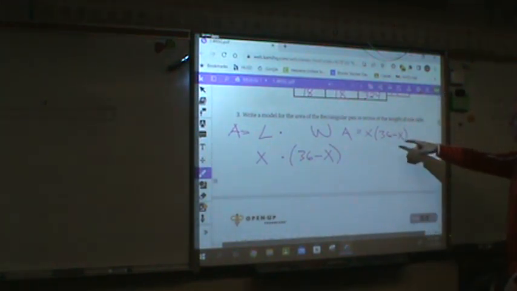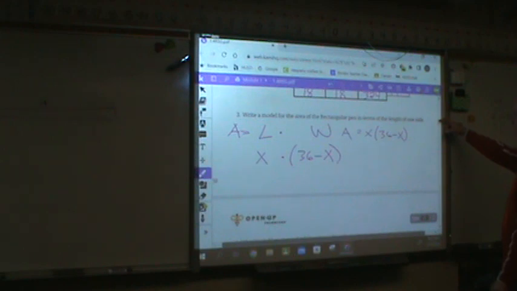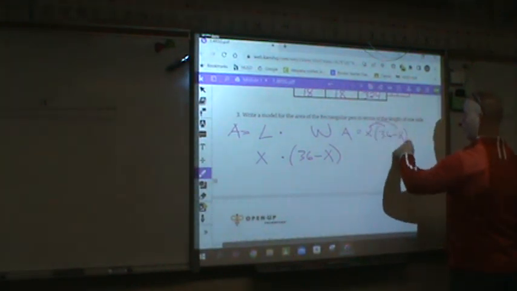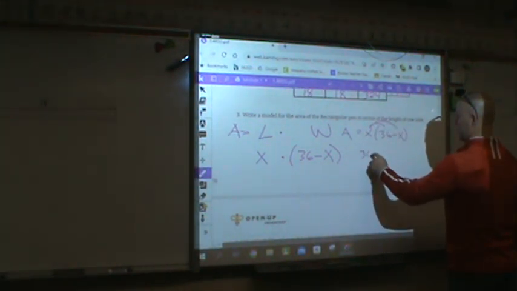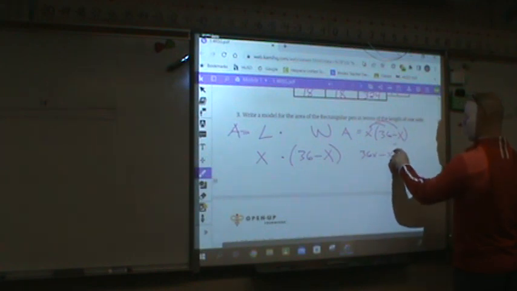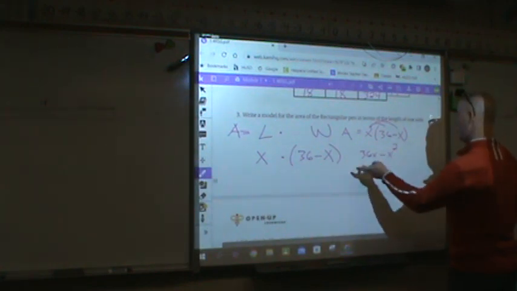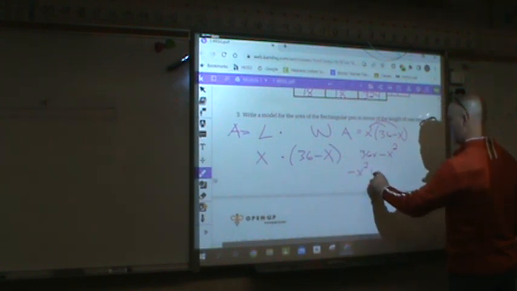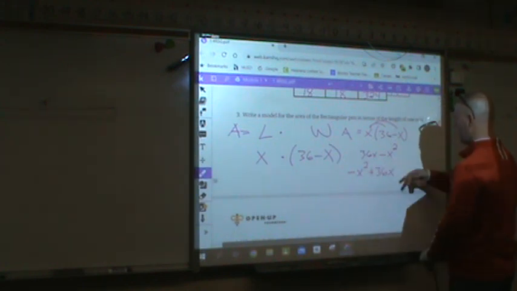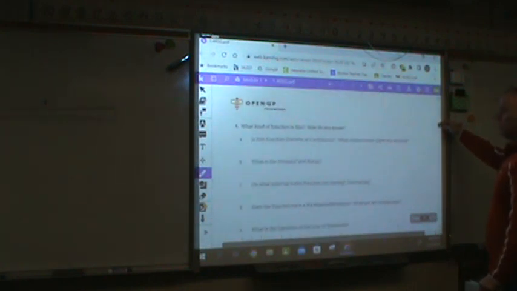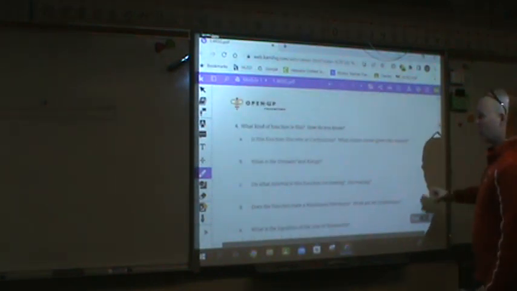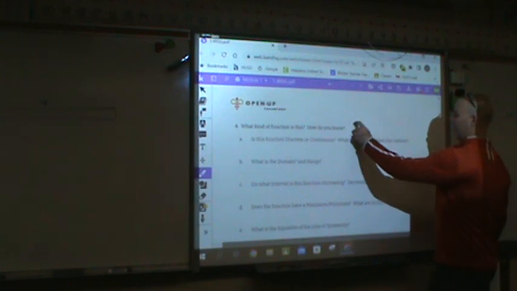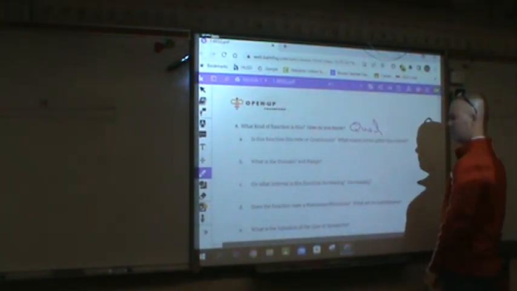So it says write a model in terms of the area. There's your model. Okay. Now, if you want to distribute, go ahead. You're going to get 36x minus x squared, or you could write that minus x squared, that's important, plus 36x. All three of those are the same. So, what kind of function is this? Well, obviously it's quadratic.